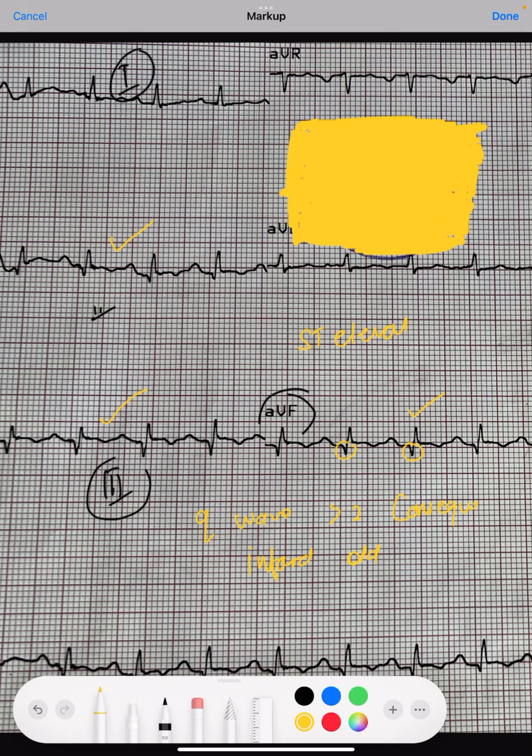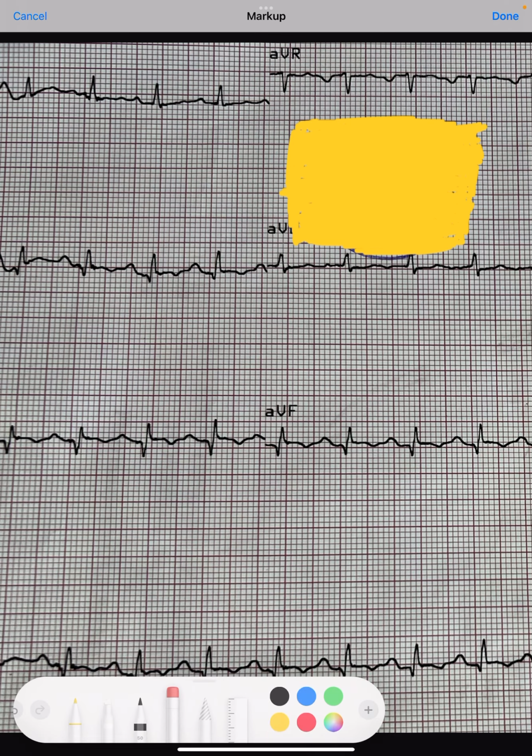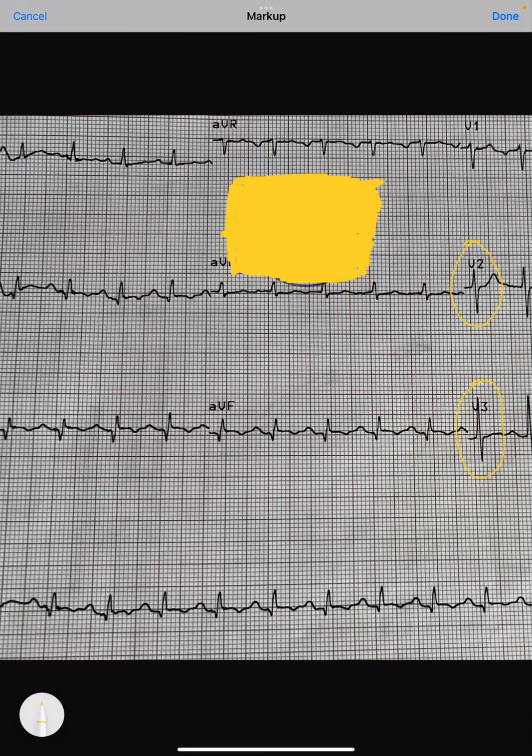So presence of Q wave only denotes two conditions. Either it is evolved MI. Evolved means the heart attack is of a few hours duration, preferably maybe 6 hours, 8 hours duration, or it is an old myocardial infarction. Old can mean months old, years old. So Q wave will always be present.